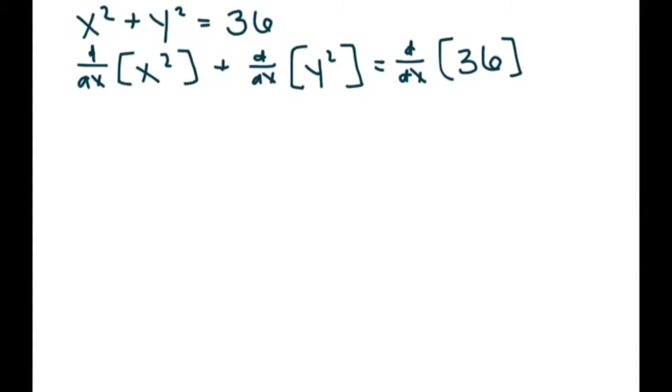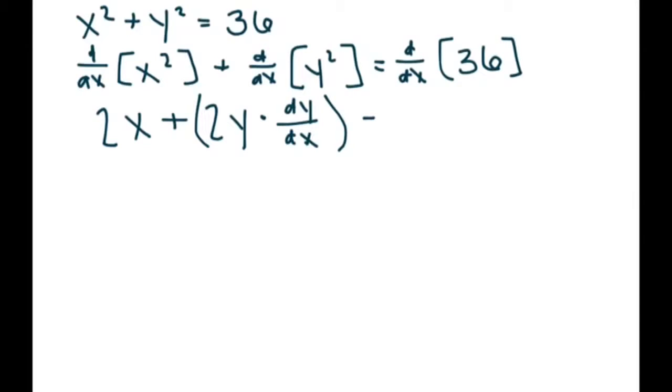So then you're going to find the derivative of each of these. The derivative of x squared is 2x. And whenever you find a derivative of y, you have to multiply it by dy over dx. So the derivative of y squared would be 2y times dy over dx. And the derivative of any constant is 0.